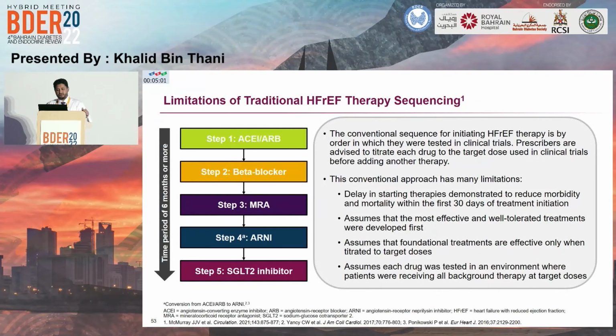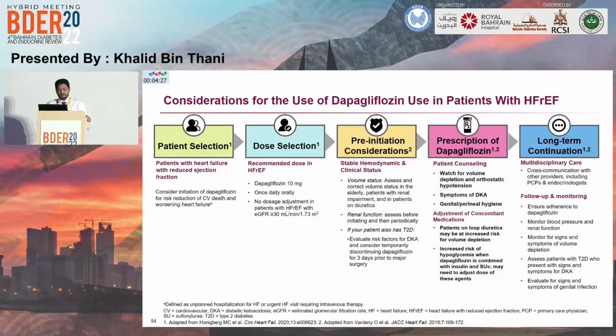What is the limitation for traditional heart failure with reduced ejection fraction therapy sequencing? A lot of cardiologists now start with the ACE, ARB, and then they start beta blocker, and then the mineralocorticoid, and then they start the ARNI, and then they end up with SGLT2. So there is some sort of a delay in starting the treatment. A lot of the physicians start to double the doses, and they don't get the benefit of the SGLT2 from the beginning of diagnosing the patient with heart failure.